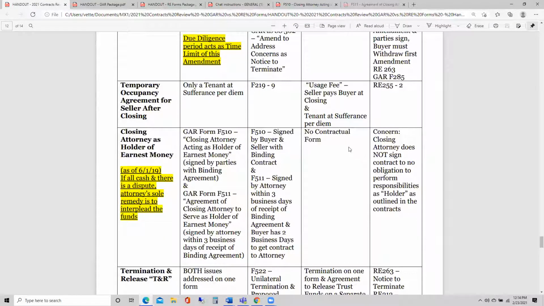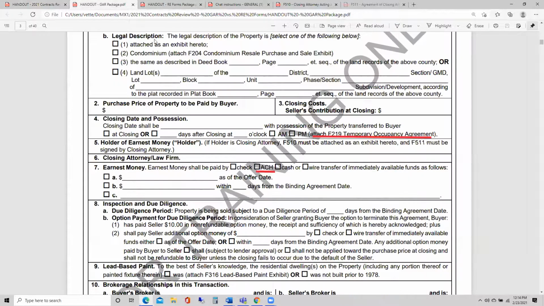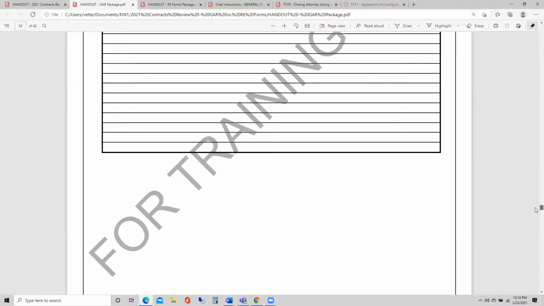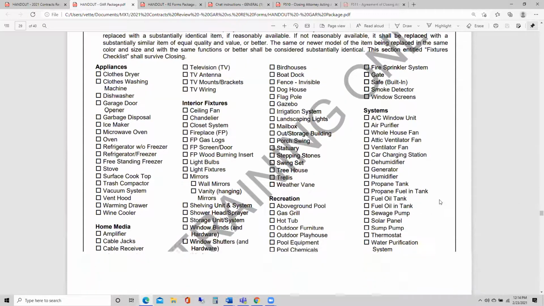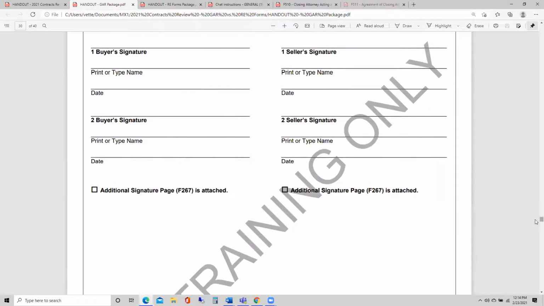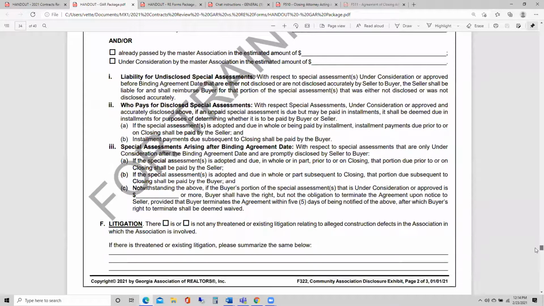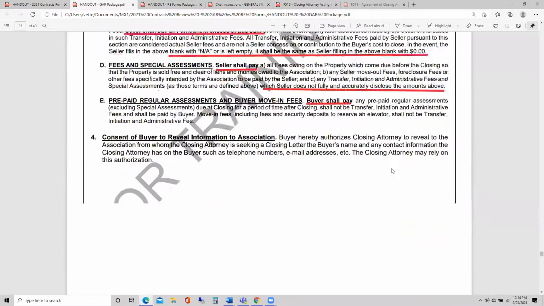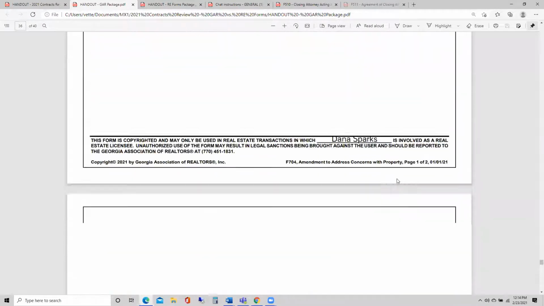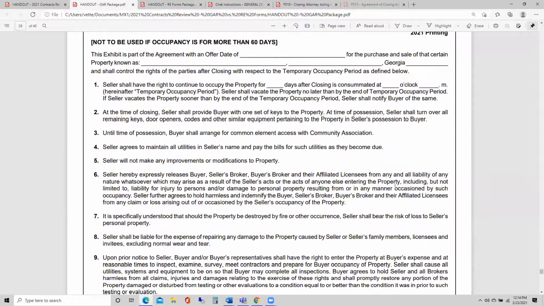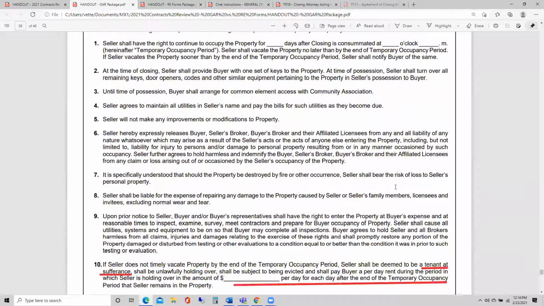It says you need a temporary occupancy agreement. You need to describe what happens. What happens if there's damage? What happens regarding insurance? What happens, pets, and so forth and so on. Because now the seller, guess what, guys? They no longer own the home. The buyer owns the home, so they are occupying somebody else's home. So they're not considered a quote unquote tenant.